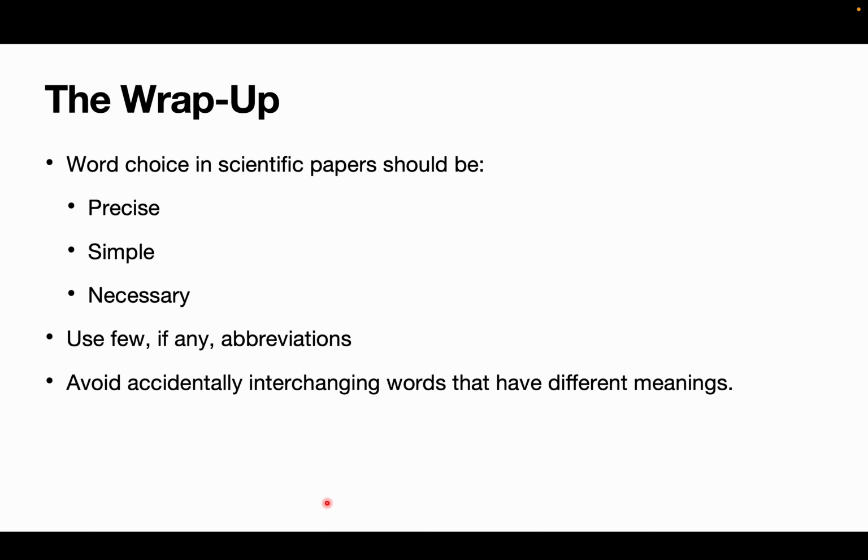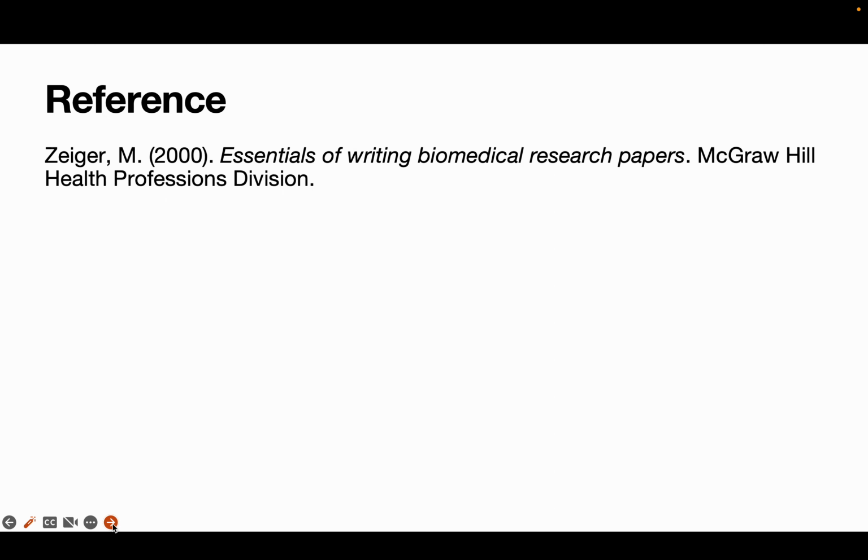So, in sum, I told you this was going to be a short lecture. Word choice in scientific papers should be precise, simple, and necessary. Use few, if any, abbreviations and avoid accidentally interchanging words that have different meanings. And here's our reference. And just let me know if you have any questions.